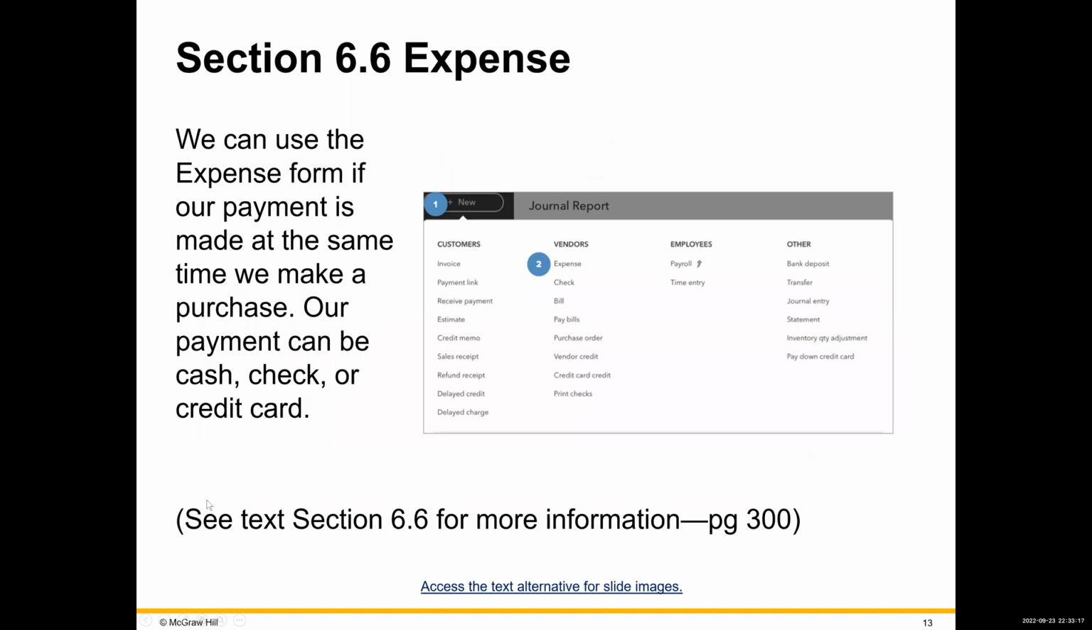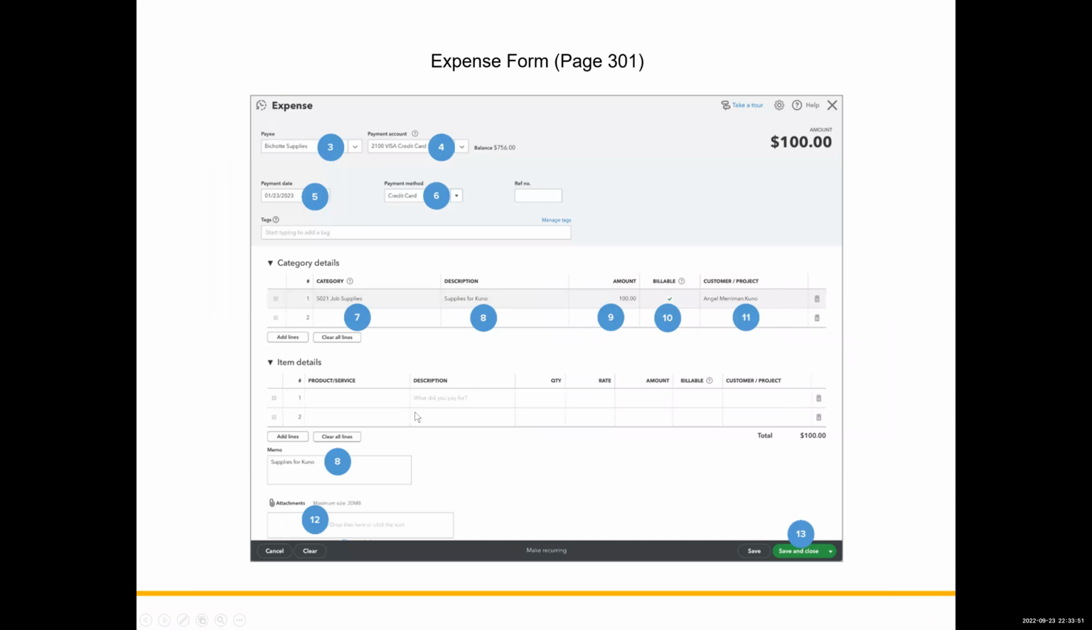Well, let's go ahead and take a look at the expense form. We use the expense form if our payment is made at the same time we make a purchase. Now, using the expense form, we can pay by cash, check, or credit card. So it's really the most versatile one between the expense form or the check form. Okay, let's go ahead and pretend we're going to do this. We hit the new icon and then click on expense, and there it is. And this is what we're going to do.